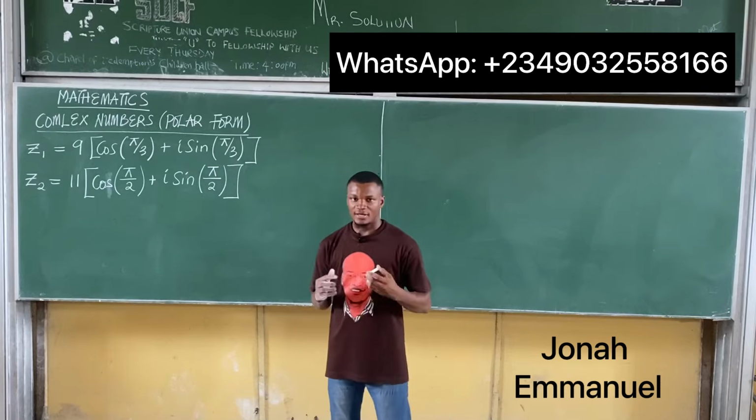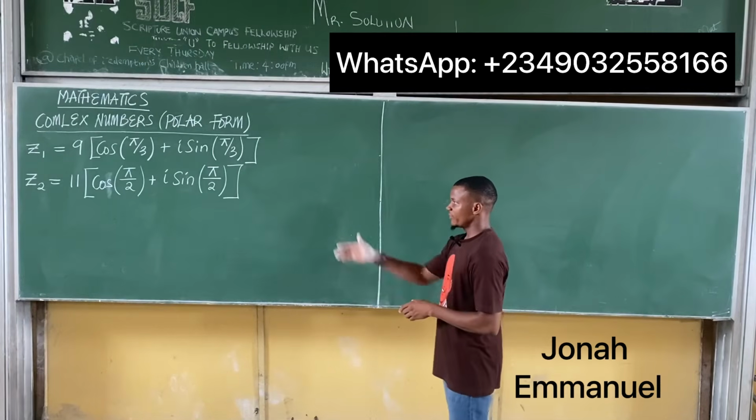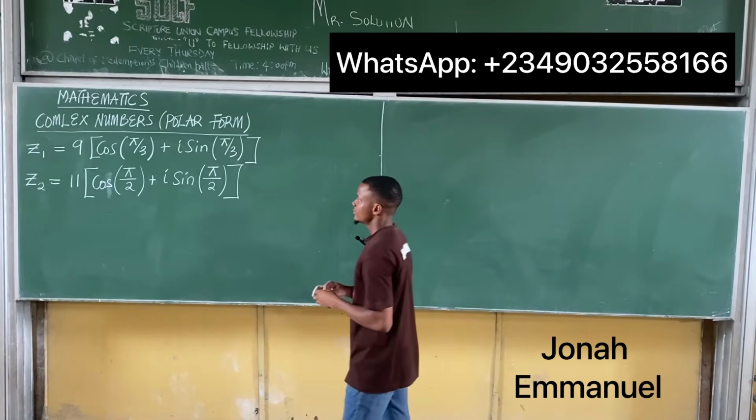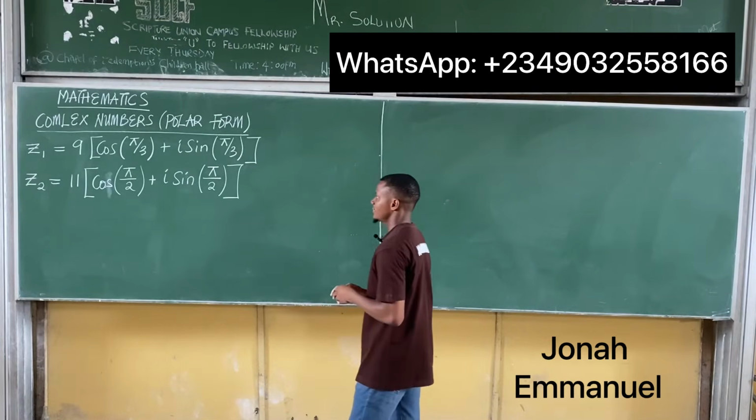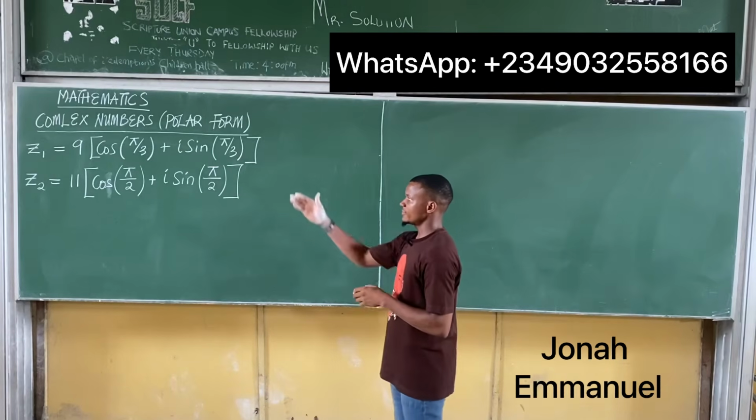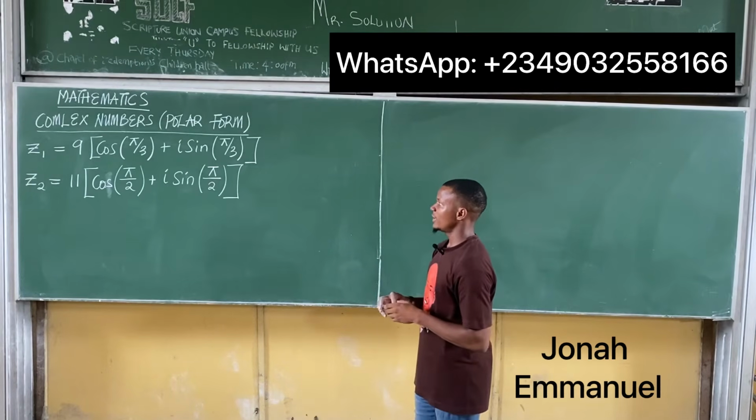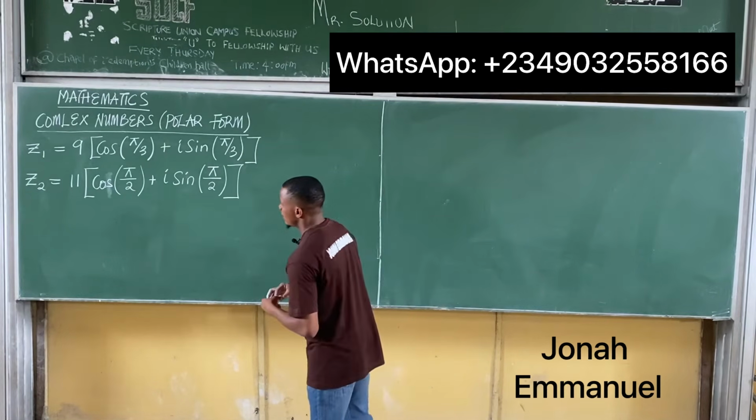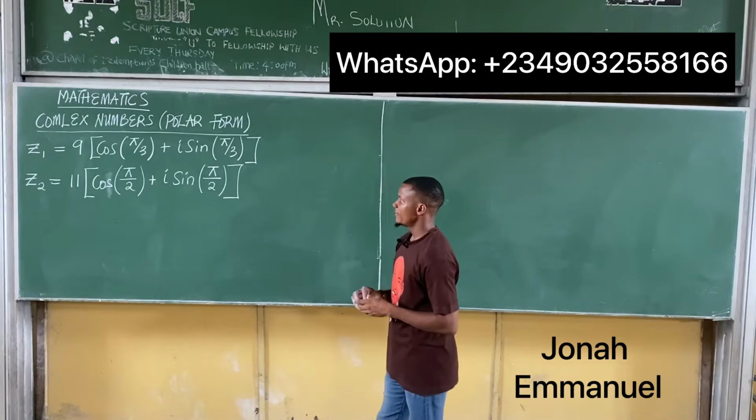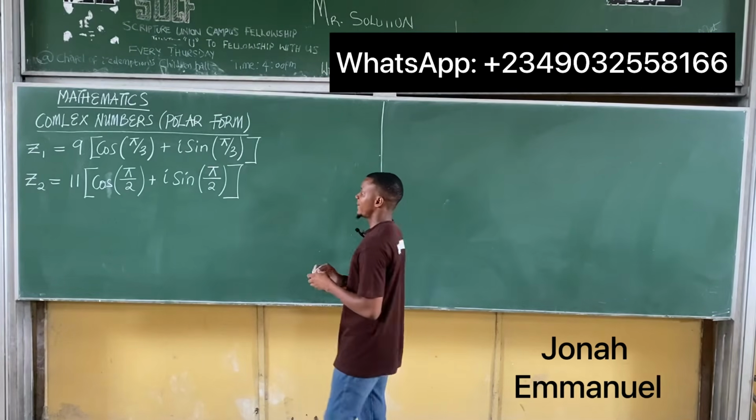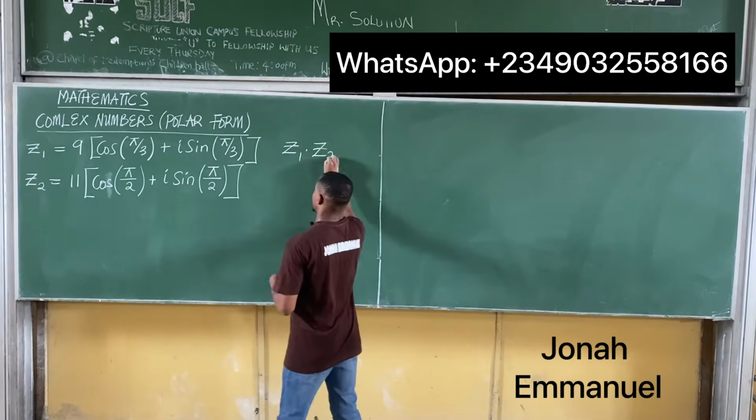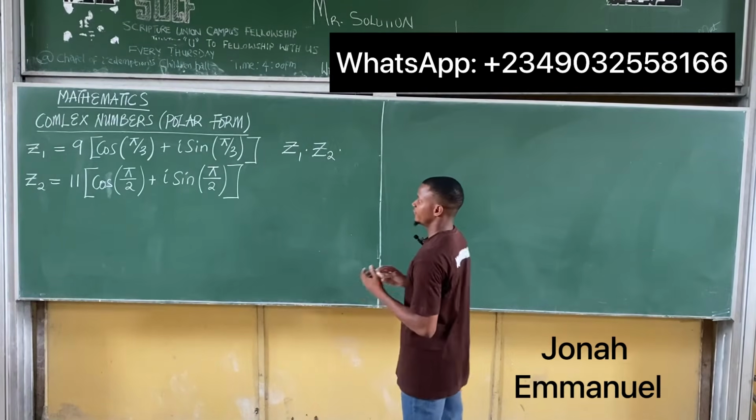All right, let's take a second example. So let's say we are given z1 as being equal to 9 into cos pi over 3 plus i sine pi over 3, and z2 as 11 cos pi over 2 plus i sine pi over 2, and we are asked to find the value of z1 multiplying z2. So how do we solve this?